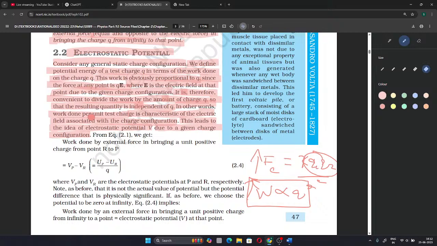We saw that the work done depends on both the charges, but in the electric field as well, the force depends on both the charges. So we define something new here, a new idea, the electrostatic potential, where we define it only for a single charge.